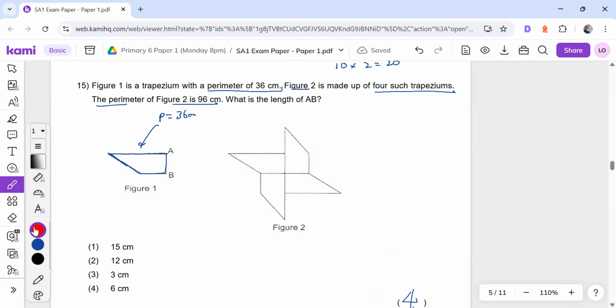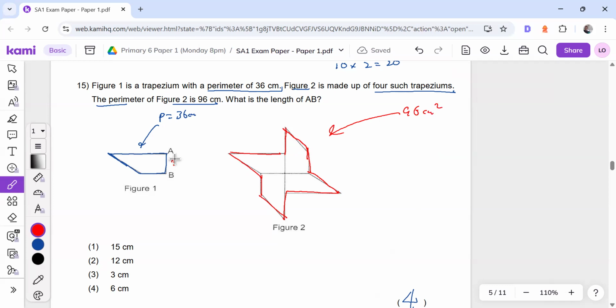Because if you don't even know what perimeter is, you can't do this. Perimeter means like this. Can you see? I'm going to draw the outline. This is called the perimeter of figure 2, and the perimeter is 96 cm. So can you find the length of AB? How to do?